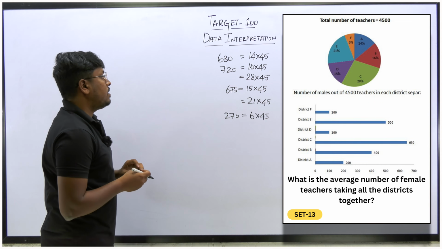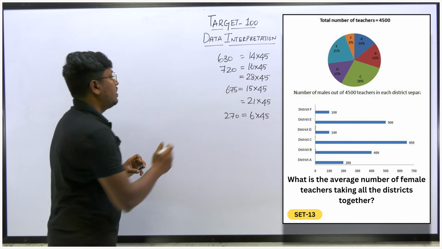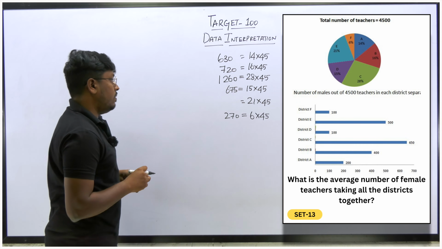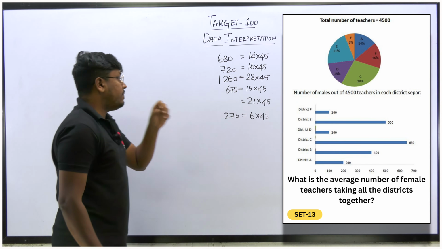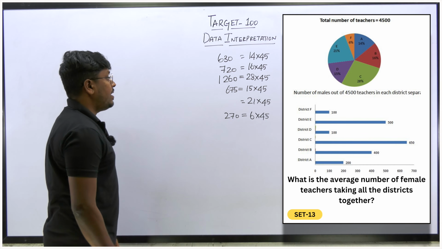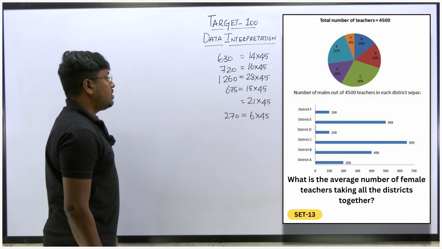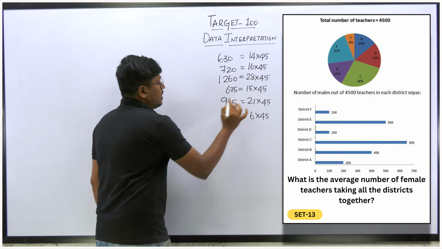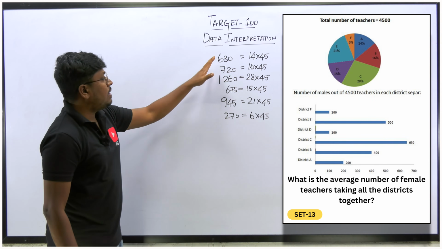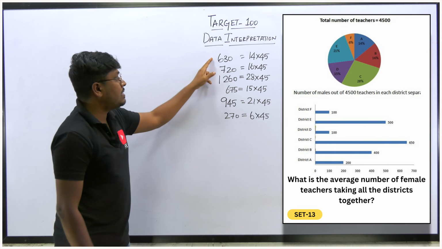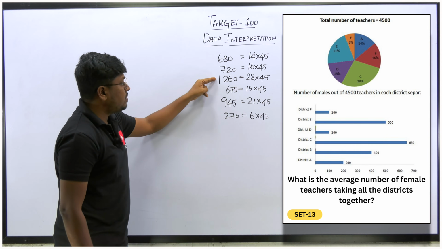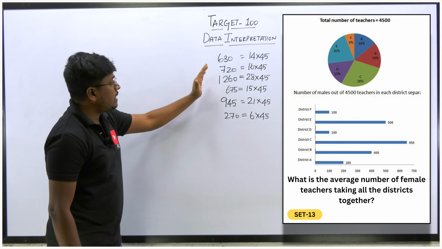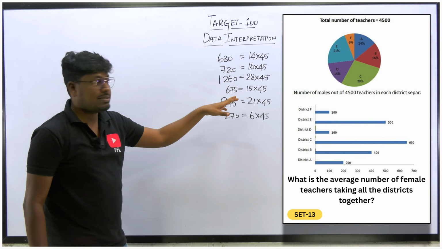1260. So 21 into 45. So 45 into 20, 900. So 45 into 1 will be 45, 945. So friends, understood or not, right? So now district A, the total number of teachers are 630, 720, 1260, 675, 945, 270, right? So these are the total number of teachers that was separated into 6 districts.